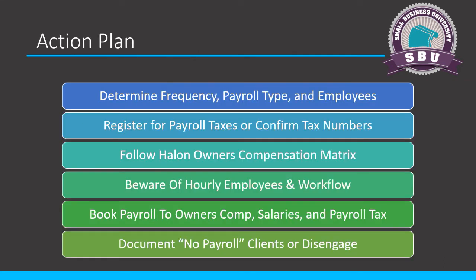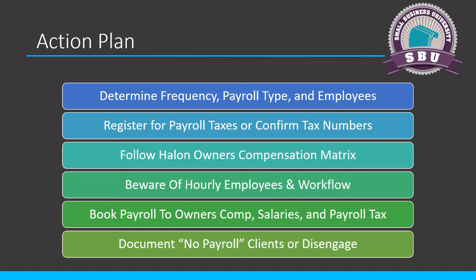And now for our action plan, right? We have an action plan after every lesson now. And with payroll, it's just a few steps. First, we're going to determine frequency, if it is the taxes only or a full payroll run, and what employees they have. So we want to make sure that we understand what the payroll is going to look like first. Then make sure our registrations are complete. And if not, we're going to do those as part of our service.